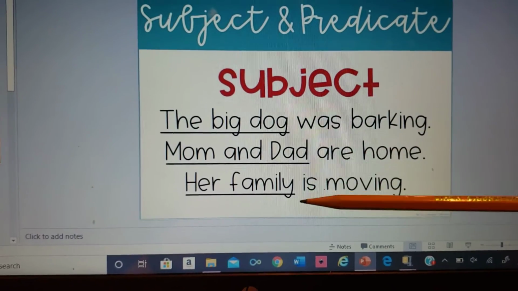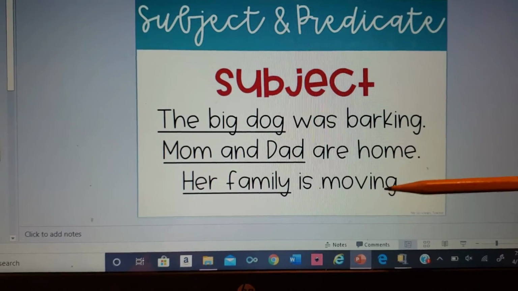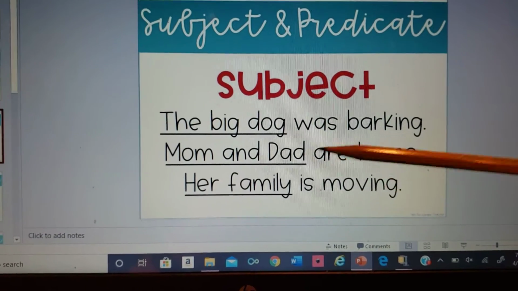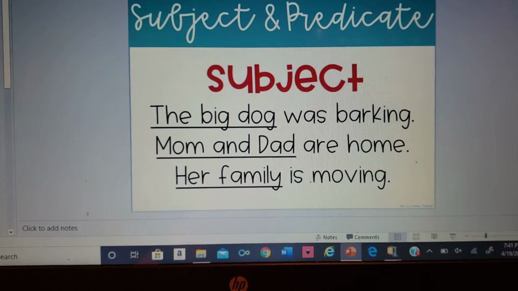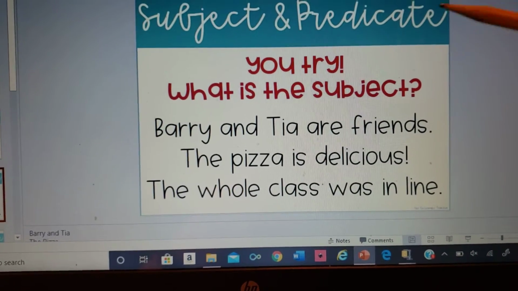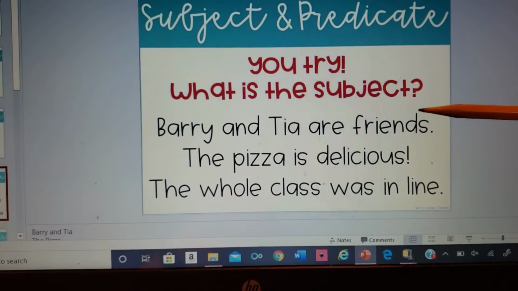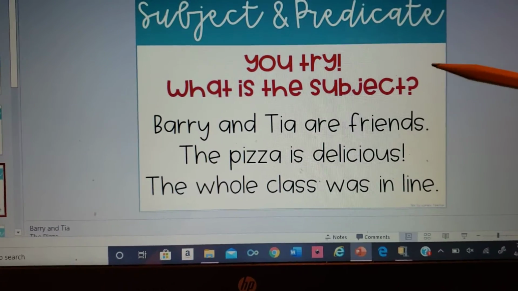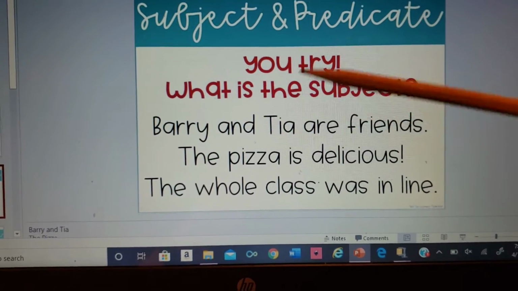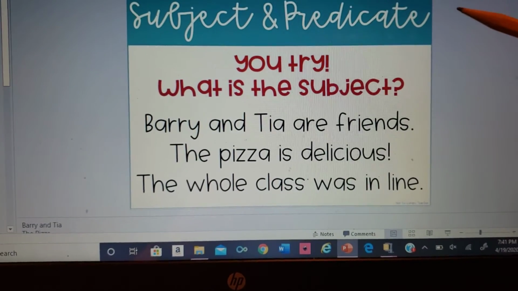All right. The next sentence says, her family is moving. So who is moving? Her family is moving. Answer that question, you're able to find the subject. All right. So here's some more examples. Barry and Tia are friends. What is the subject of the sentence? Well, I have to answer the question who. So Barry and Tia are friends. So Barry and Tia are the subject of the sentence.